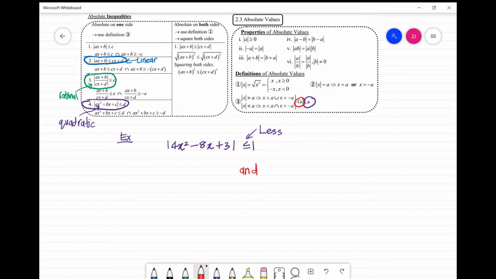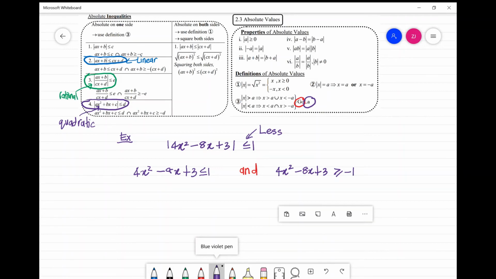Now let's define the inequality. So we have 4x squared minus 8x plus 3 less than or equal to 1, and we have 4x squared minus 8x plus 3 greater than or equal to negative 1. After we split into 2, you can see that we have two quadratic inequalities. So which means we are going to use the graphical method in this case to solve the quadratic inequalities. Now let's solve them one by one.